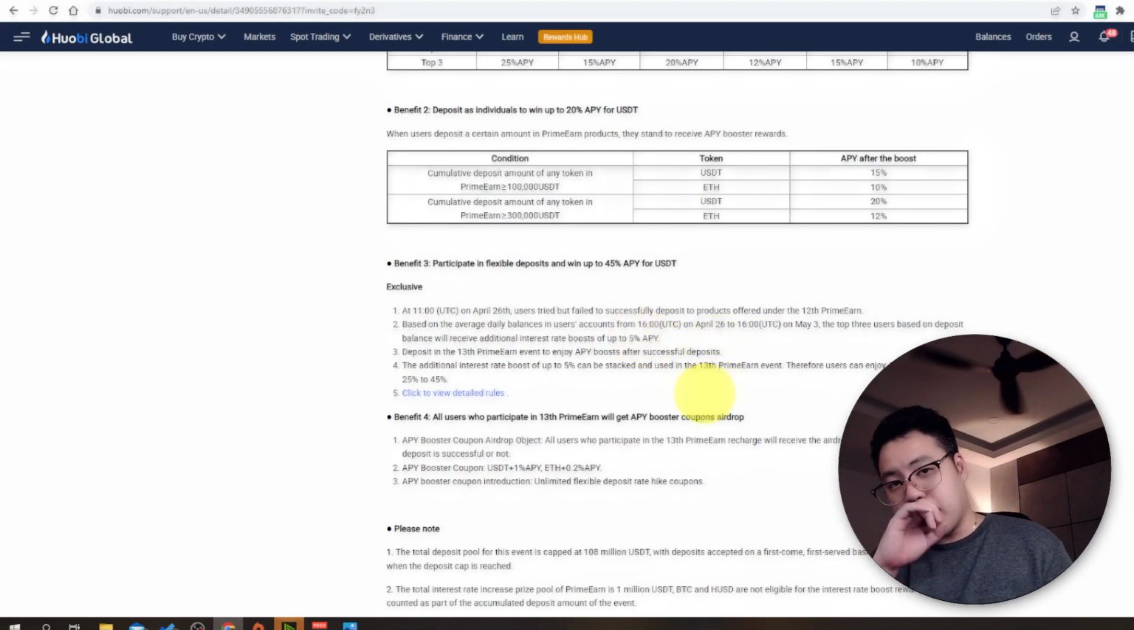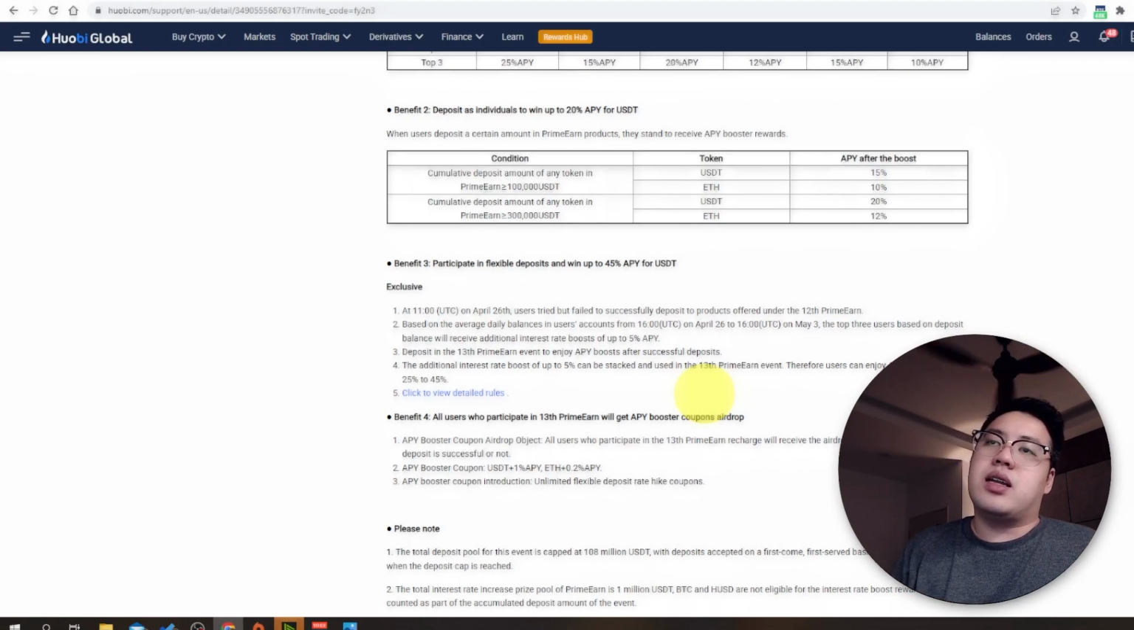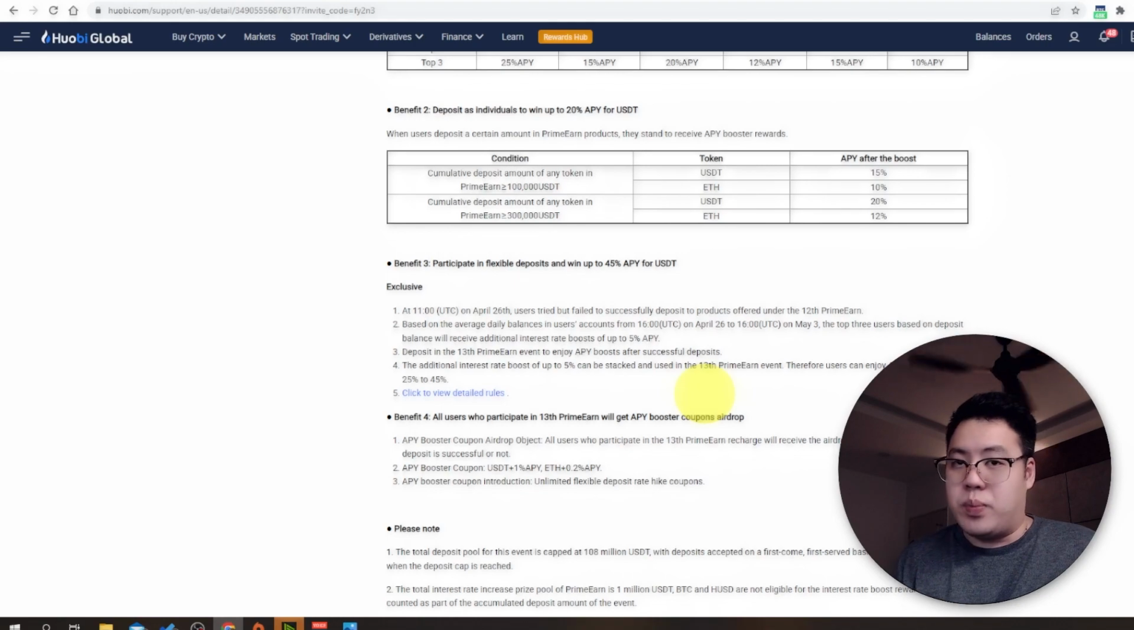And I think that if you are the kind of person who doesn't have time to do trading, or you think that right now is not a good time for you to trade, definitely check out this Prime Earn in Huobi Global.